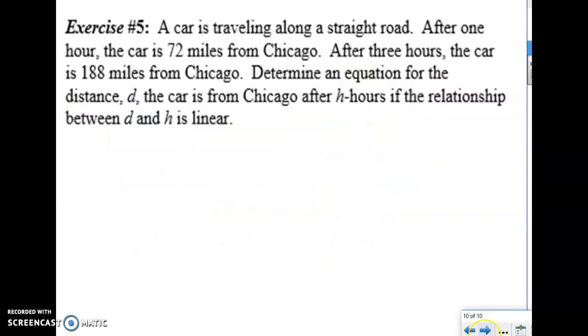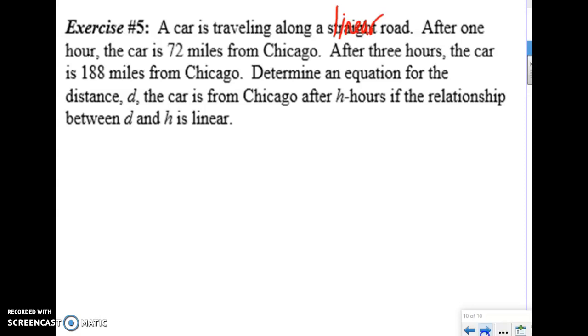Last one. And oh boy, it's got words. Yeah, that's all right. We got this. So hopefully we're ready for this, and hopefully you realize that I'm going to apply this to the real world in some way. What we're doing could be used in a real life situation. So here's how you could use this information. A car is traveling along a straight road. Good thing it's straight, because that makes it linear.